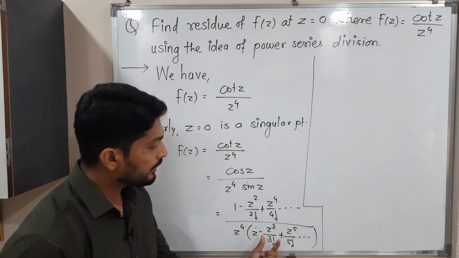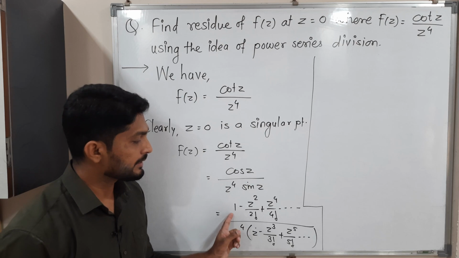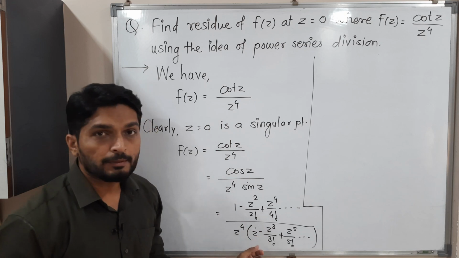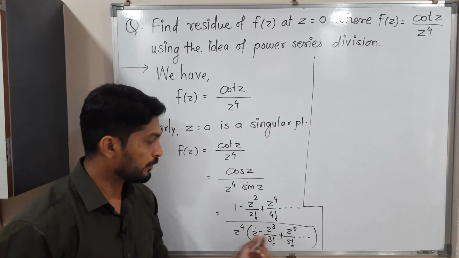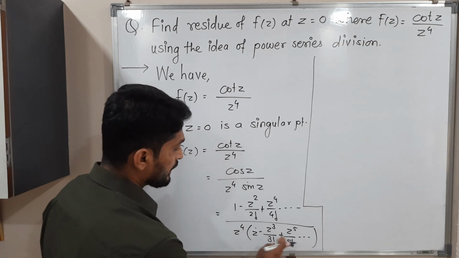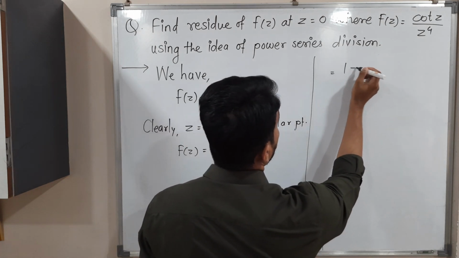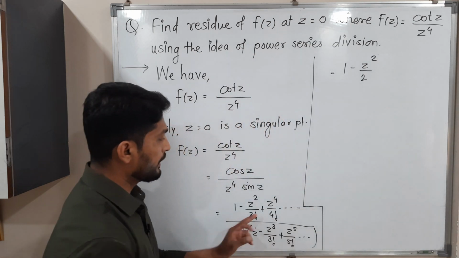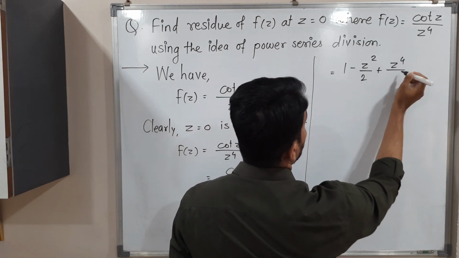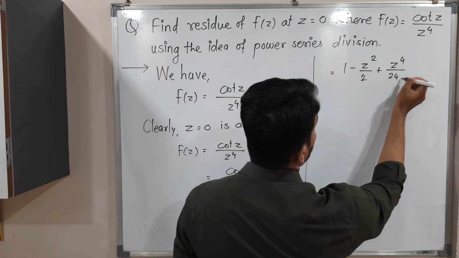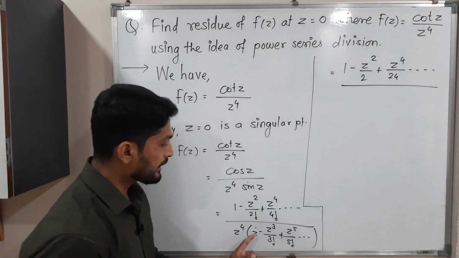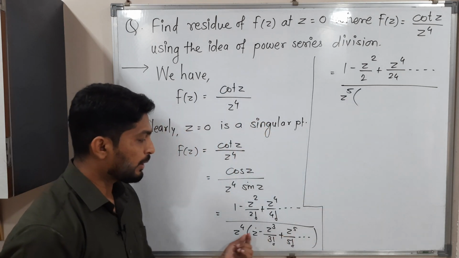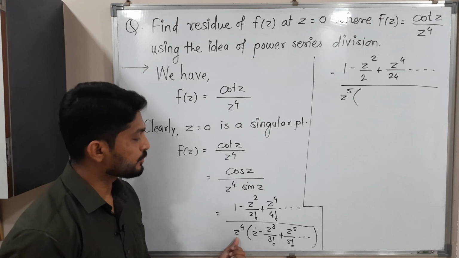I have to divide this series by this series, since they have asked to use the idea of power series division. But to make it simpler, I will take z common from the denominator. From each and every term you can take z common. So let me write here 1 minus z square by 2 factorial means 2, plus z raised to 4 by 4 factorial means 4 into 3 into 2, 24, and so on. I am taking z common from each term, so z raised to 4 into z: one z will come outside and z raised to 4 is already there, so you will get z raised to 5.